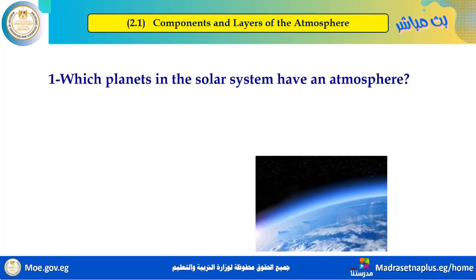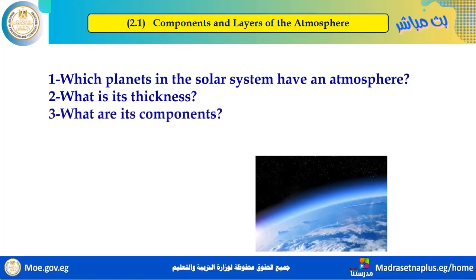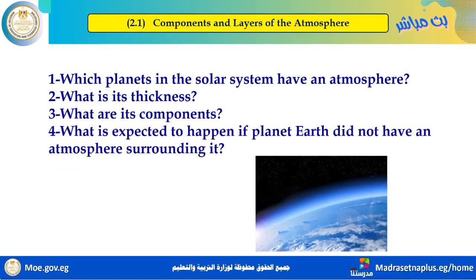First question: which planets in the solar system have an atmosphere? Question 2: what is its thickness? Question 3: what are its components? What is expected to happen if planet Earth didn't have an atmosphere surrounding it? These are all the questions we are going to discuss together in this lesson.